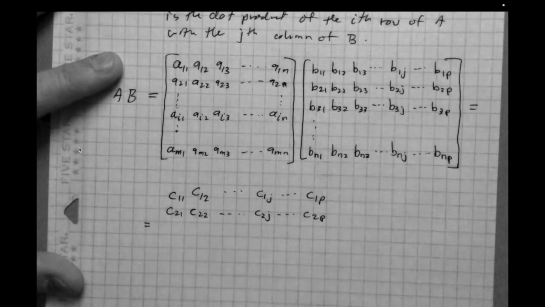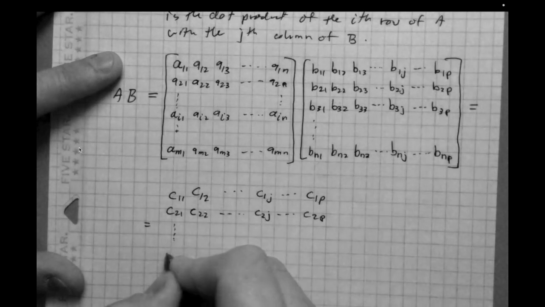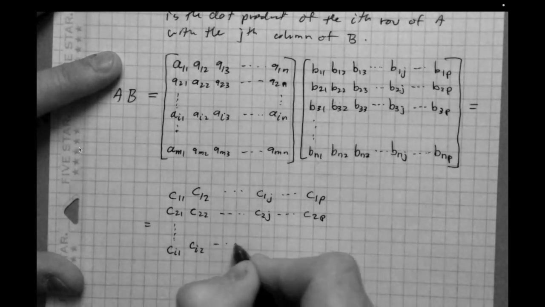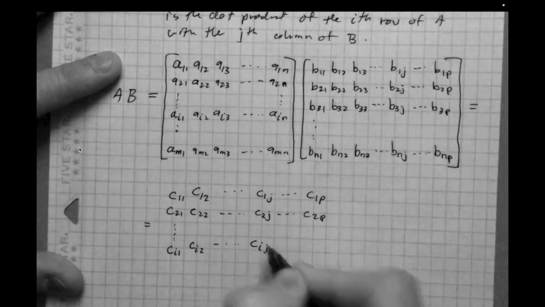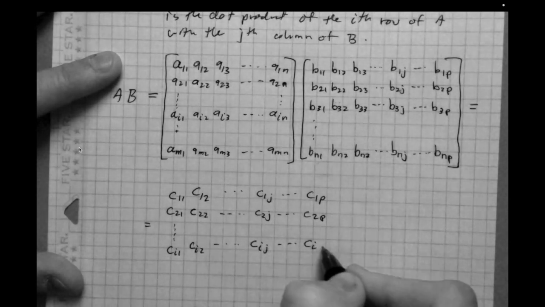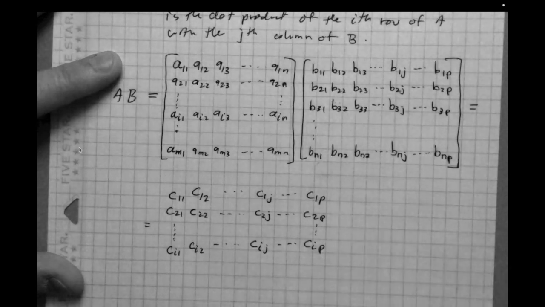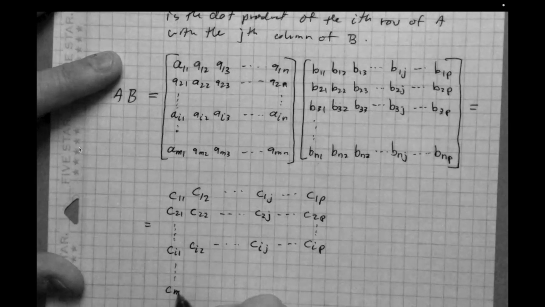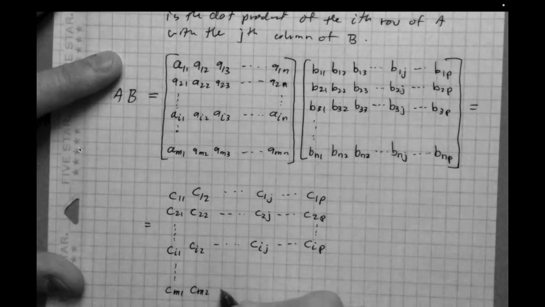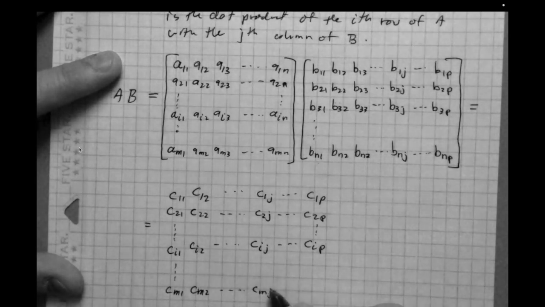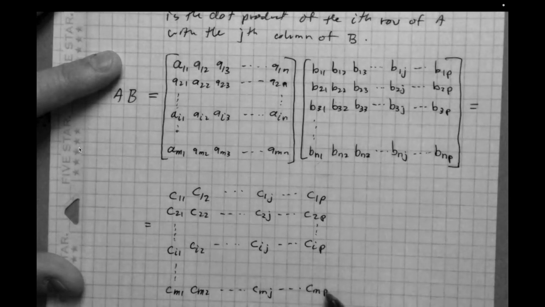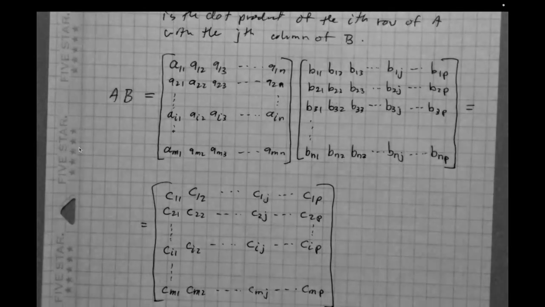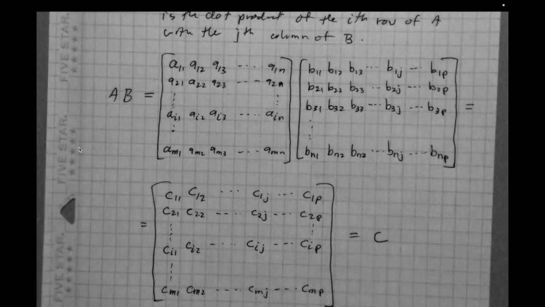Okay, and now let's jump down to the ith row. So CI1, CI2, dot, dot, dot, and here's CIJ. And then let's jump down just so we have the dimensions in here. So CM1, CM2, dot, dot, dot, CMJ, dot, dot, dot, CMP. Okay, and then this is going to be our C.